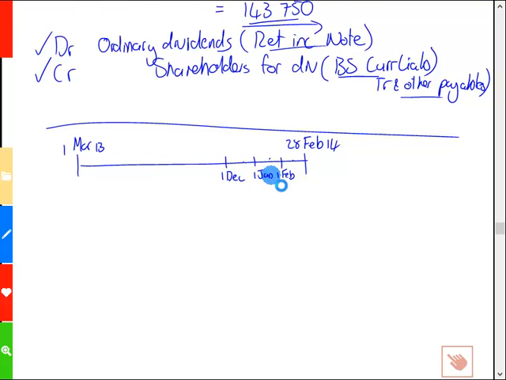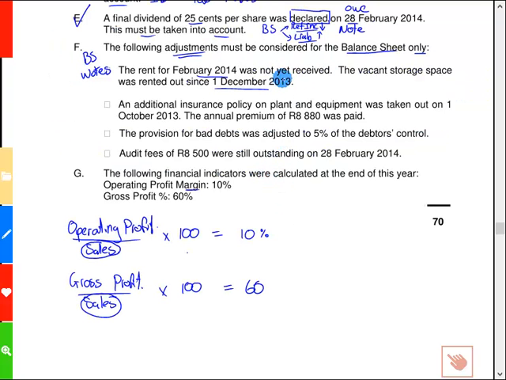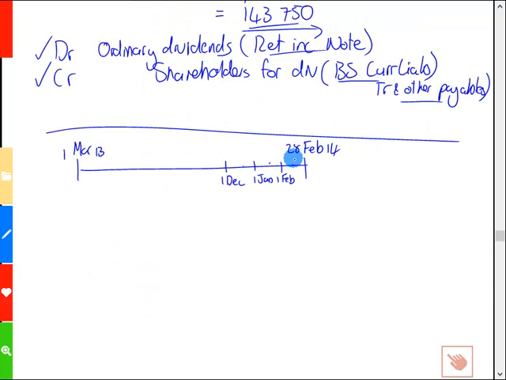Information says the rent for February was not yet received. Okay, so this month is still outstanding. So that is income that we have not yet received. So what is the adjustment that we need to make?